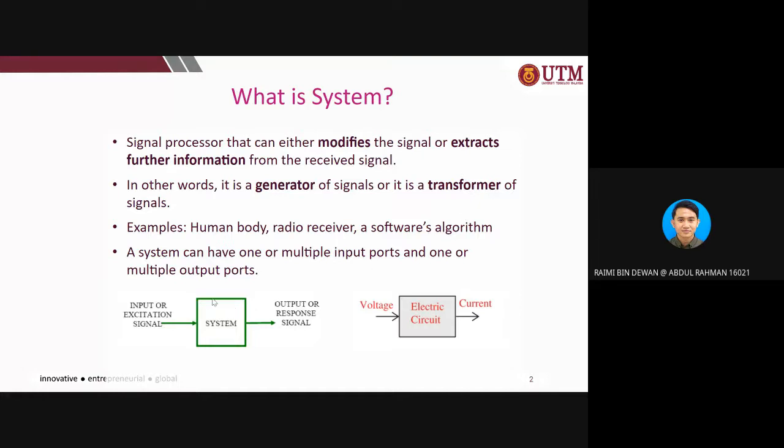Because the input will undergo the transformer, and the transformer will change the output, or not change it. So your output can be exactly the same as your input, or exactly the opposite, or in a different form compared to your input signals. A system has a minimum of one input and one output, but of course we can have many. We can have two inputs and one output, or one input and two outputs.